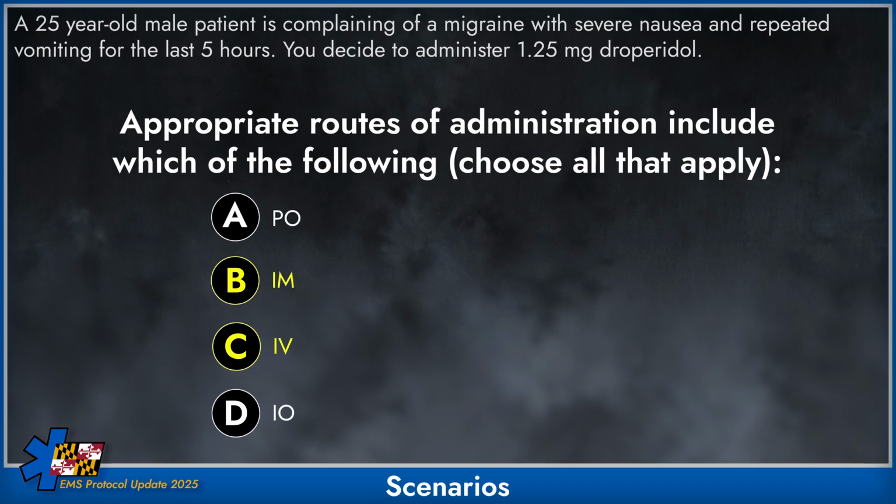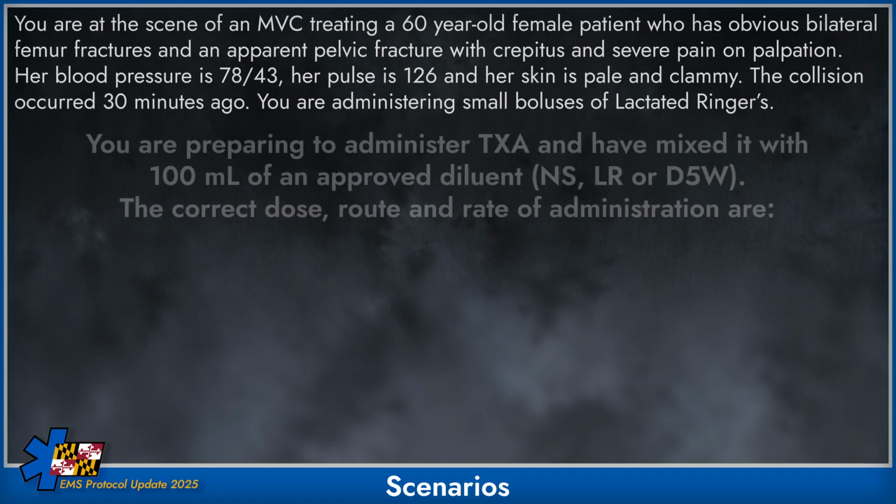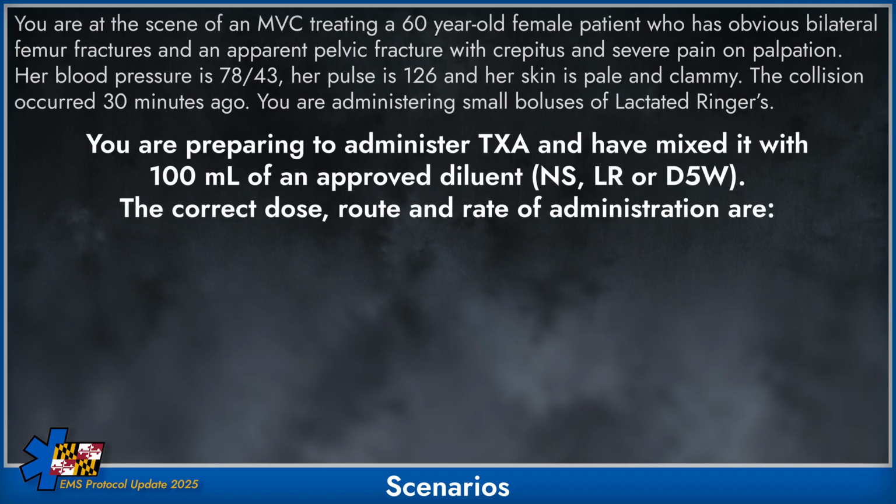You are at the scene of an MVC treating a 60-year-old female patient who has obvious bilateral femur fractures and an apparent pelvic fracture with crepitus and severe pain on palpation. Her blood pressure is 78/43, her pulse is 126, and her skin is pale and clammy. The collision occurred 30 minutes ago. You are administering small boluses of lactated ringers. You are preparing to administer TXA and have mixed it with 100 milliliters of an approved diluent such as normal saline, lactated ringers, or D5W.